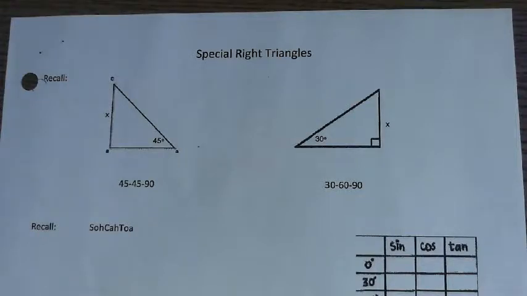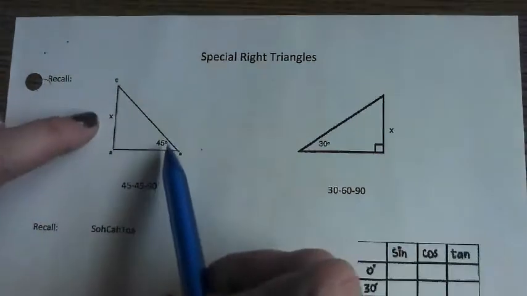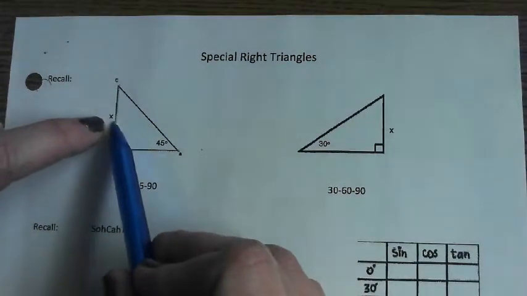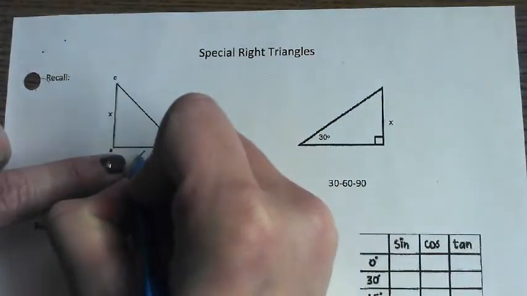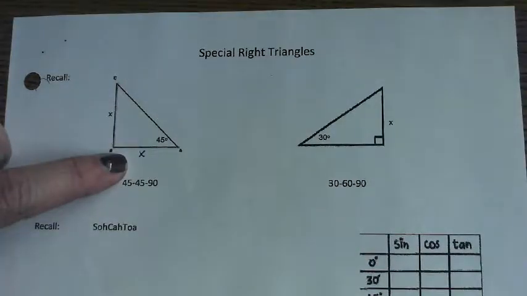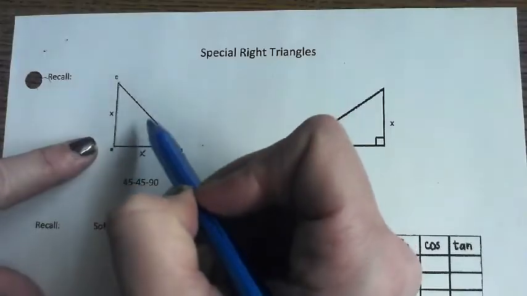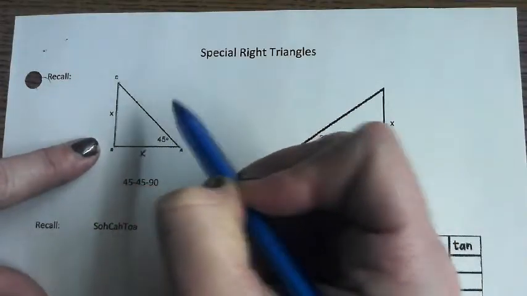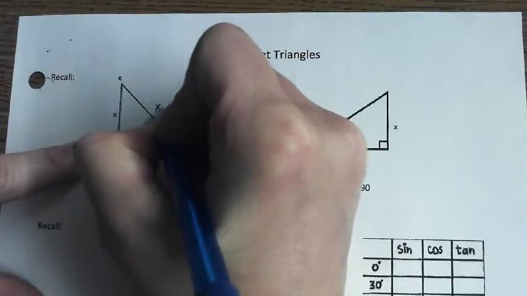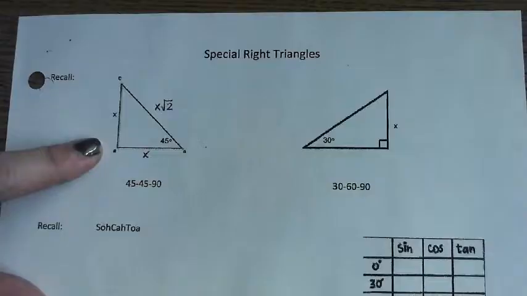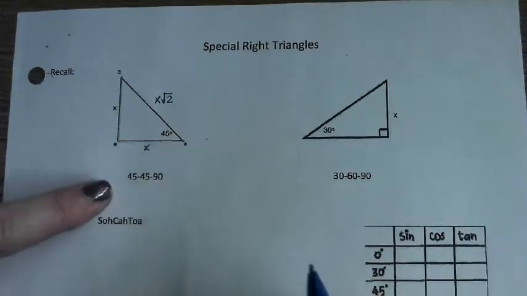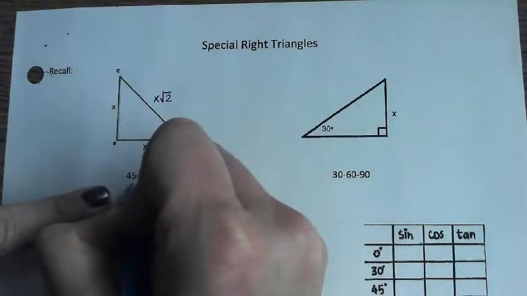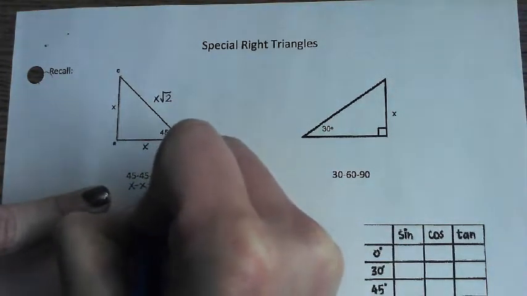Their ratios are always consistent. So in a 45, 45, 90, if the side across from the 45 is x, then the side across from the other 45 is also x, right? And the hypotenuse, which you probably don't remember, is whatever x is times root 2. So 45, 45, 90 right triangles have opposite side lengths of x, x, and x root 2.